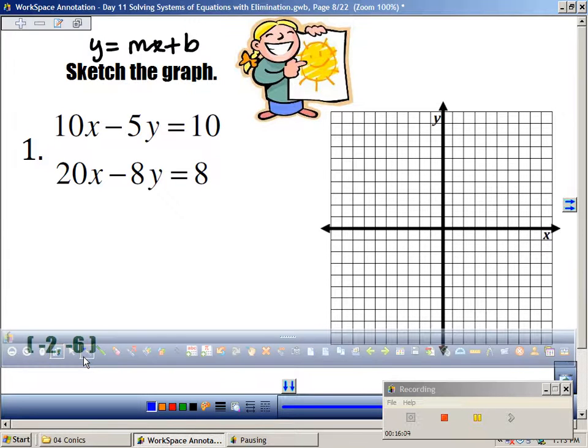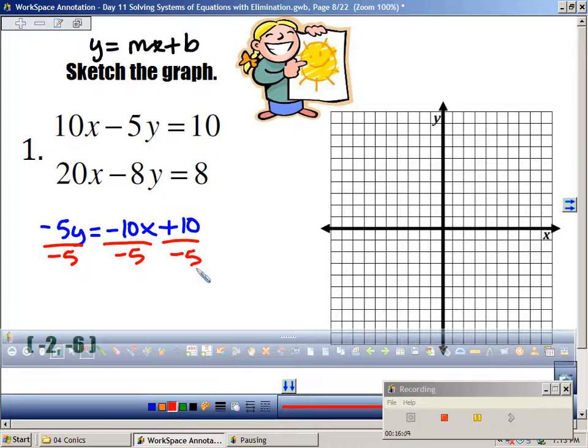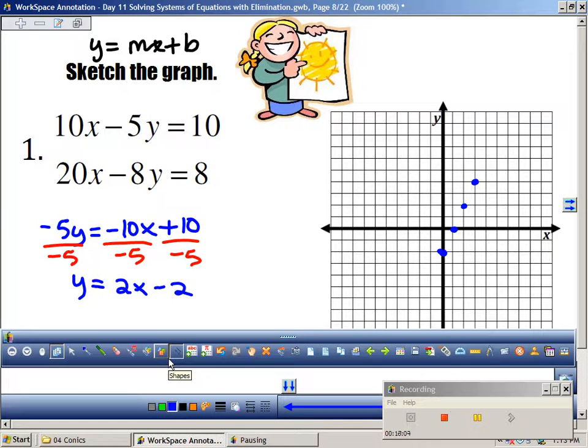All right, let's do the first one. I'm going to need to get that x on the other side. So negative 5y equals negative 10x plus 10. Then divide everybody by negative 5, negative 5, negative 5. And I have to end up with y equals 2x minus 2. I'm going to graph that. Go down 2. Up 2 over 1, up 2 over 1, up 2 over 1. I can make that into a line really quick.